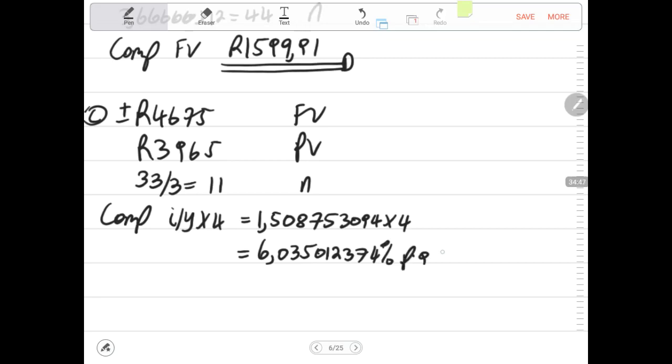Then our interest is 0.035012374% per annum, compounded quarterly. Please write the full word quarterly, just for the sake of space.